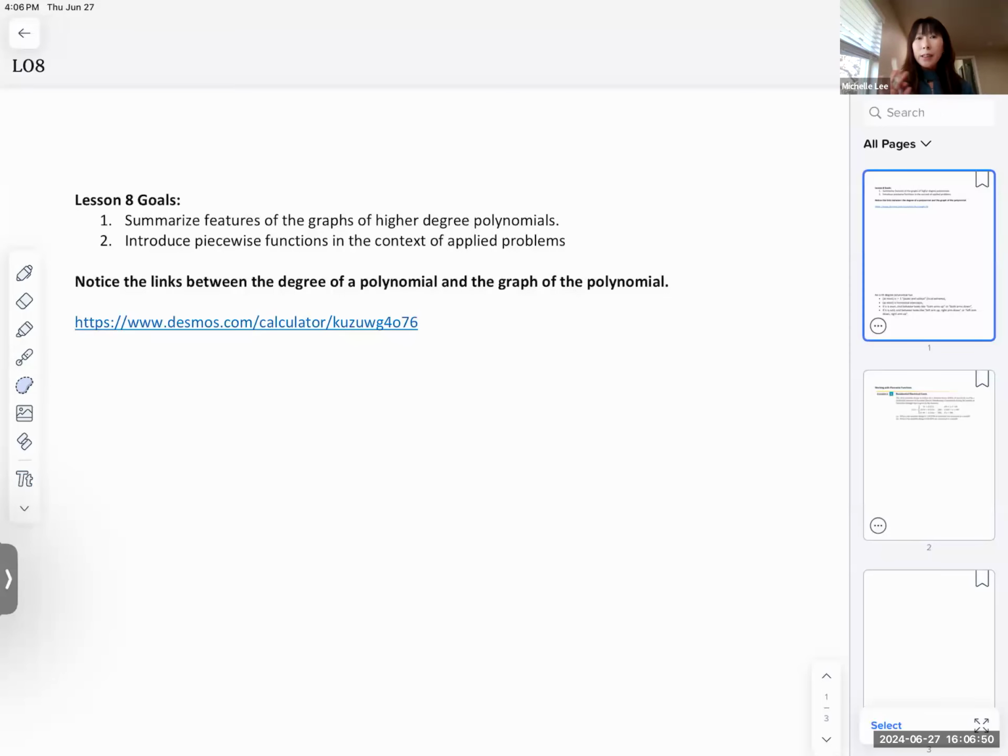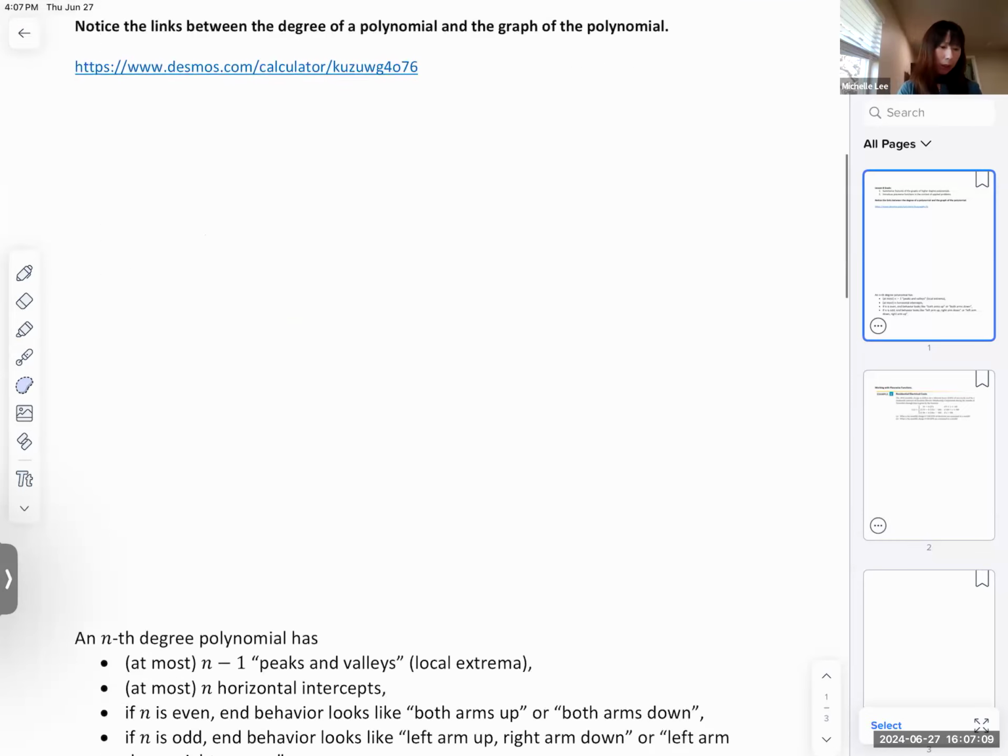Hello everyone, this is lesson 8. The goal is to summarize features of the graphs of higher degree polynomials. Let's take a look. Let me introduce this website later. Let's talk about this one first.